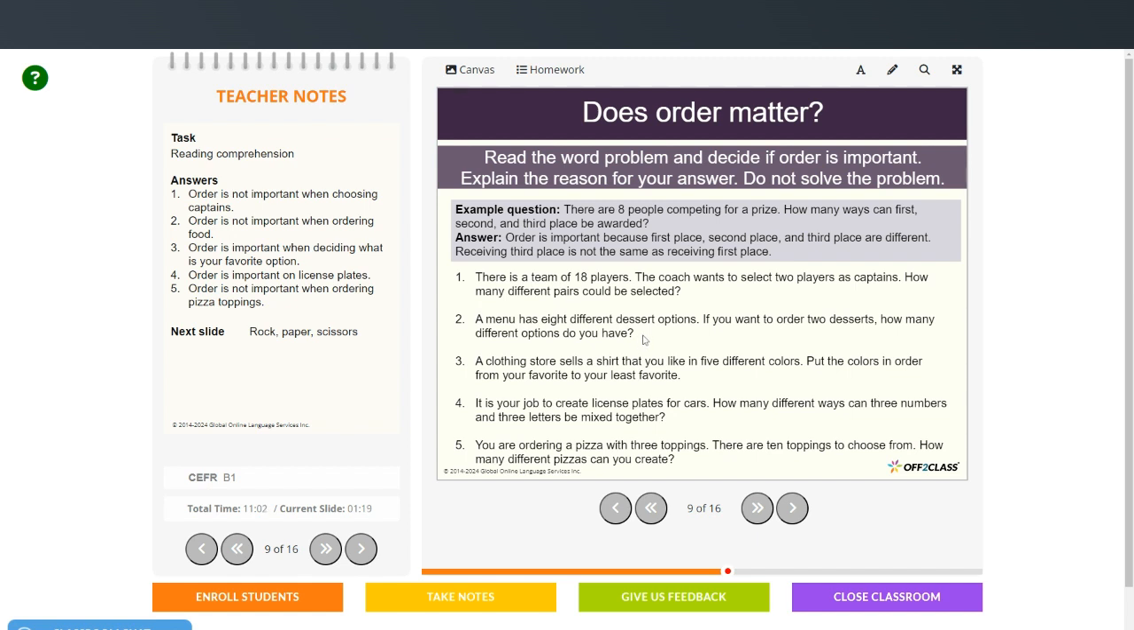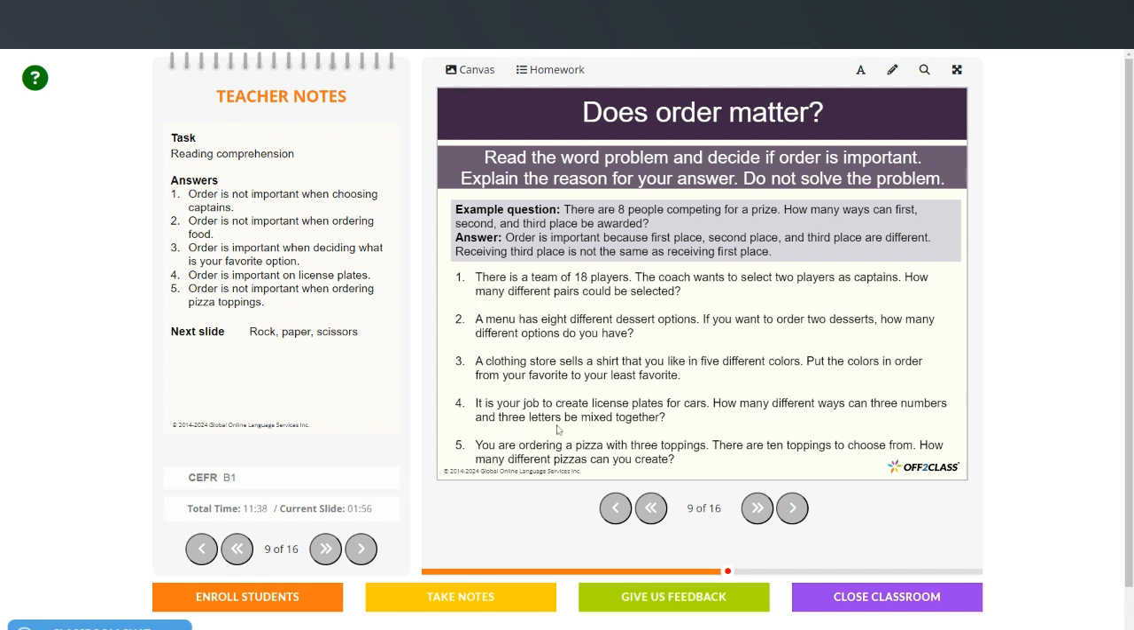A menu has 8 different dessert options. If you want to order 2 desserts, how many different options do you have? Well, again, order's not important. You've got 8 to choose from. You can choose 2. You can choose those 2 in any order, so it doesn't really matter. A clothing store sells a shirt that you like in 5 different colors. Put the colors in order from your favorite to your least favorite. So here, order is important because you're ranking the items from favorite to least favorite.